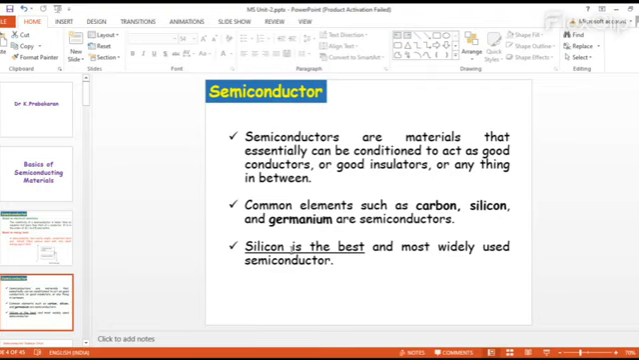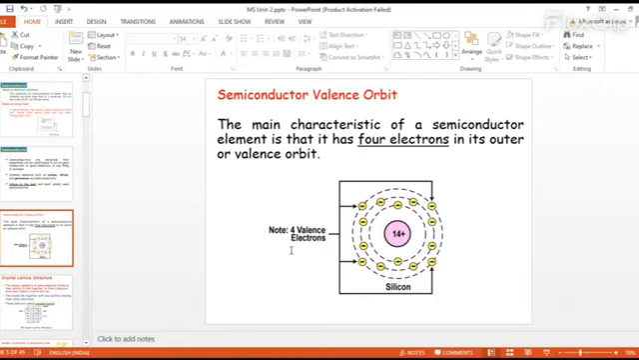Semiconductors essentially can be conditioned to act as a good conductor or a good insulator or anything in between, depending upon the physical conditions. The semiconductors can behave like an insulator or conductor. The common elements such as carbon, silicon, and germanium are the semiconductors. Silicon is the best and most commonly used semiconducting material to date.